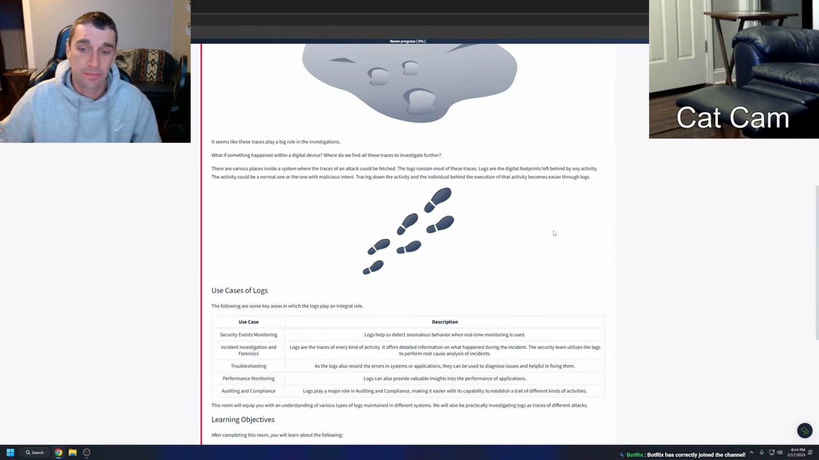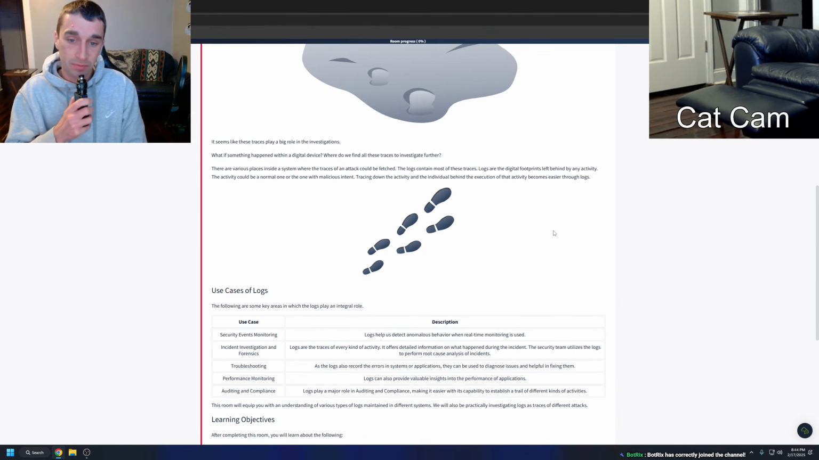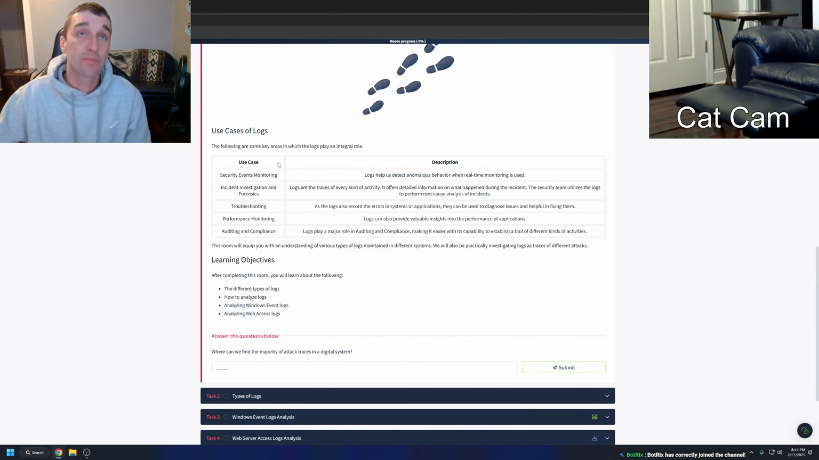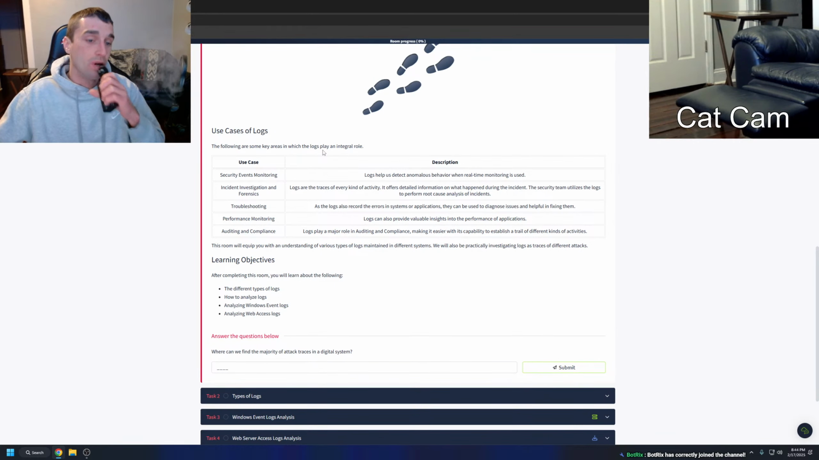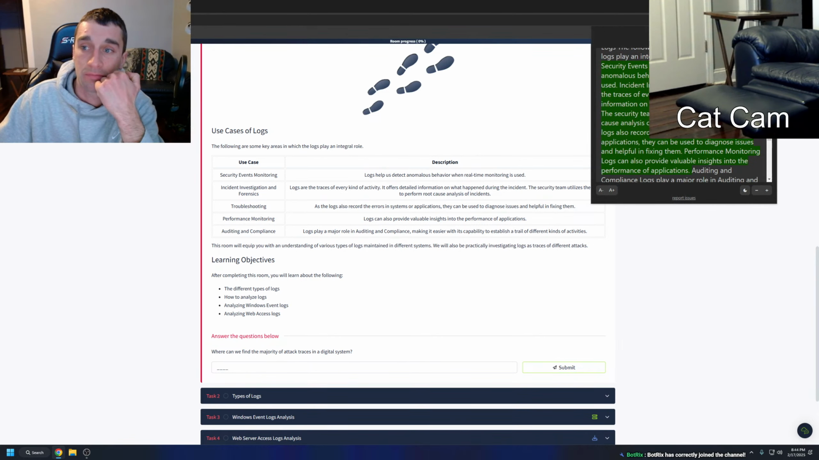The logs contain most of these traces. Logs are the digital footprints left behind by any activity. The activity could be a normal one or the one with malicious intent. Tracing down the activity and the individual behind the execution of that activity becomes easier through logs. Use cases of logs. The following are some key areas in which the logs play an integral role. Use case description. Security events monitoring logs help us detect anomalous behavior when real-time monitoring is used. Incident investigation.